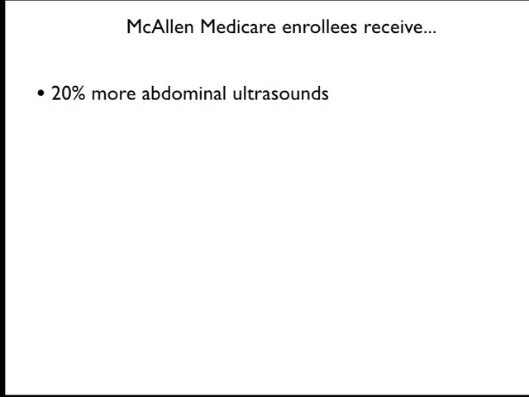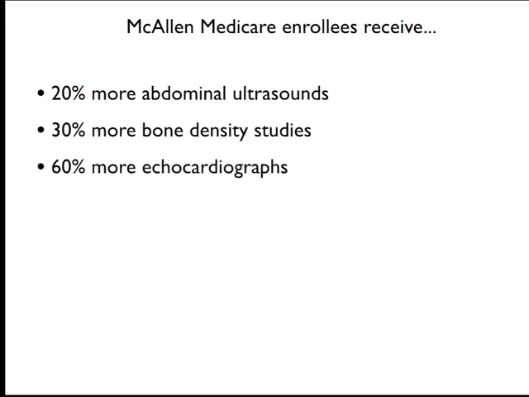So the article takes a look at that, and it turns out what these Medicare enrollees are receiving, relative to the average Medicare enrollee in the country, is 20% more abdominal ultrasounds, 30% more bone density studies. Bone density studies are things that you do at an older age potentially to try to diagnose whether somebody might have osteoporosis or at least be at risk of it.